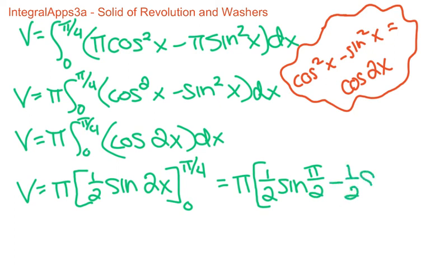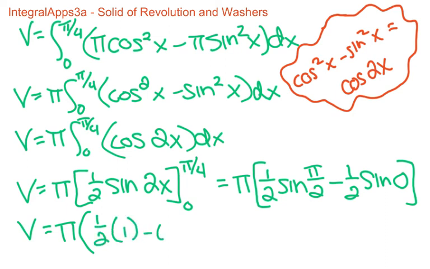And then we have sine of 0, which is 0. But if we ever have cosine of 0, don't forget that that's 1. Final step here. Wow, thanks for sticking with me. That happens to be pi times, what's sine of pi over 2? Sine of 0 is 0. So then sine goes up, so sine of pi over 2 is 1. 1/2 times 1 minus 0. Aha! We have pi times 1/2, which is pi over 2.